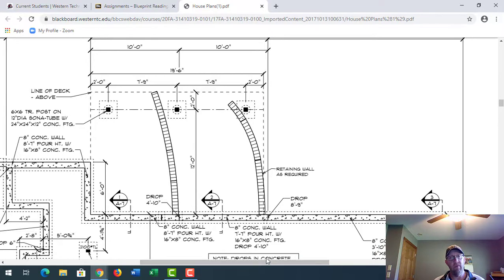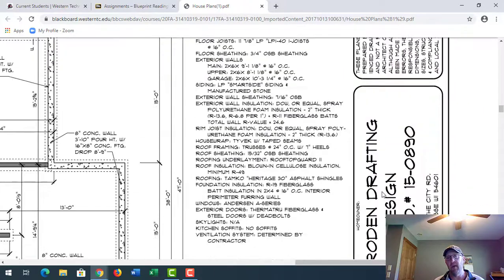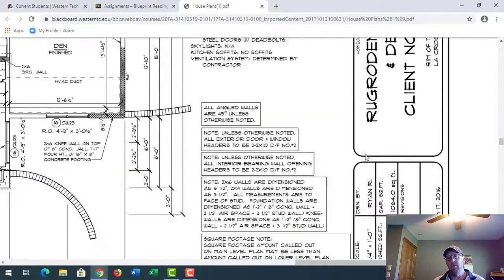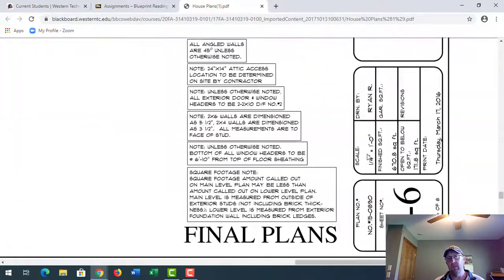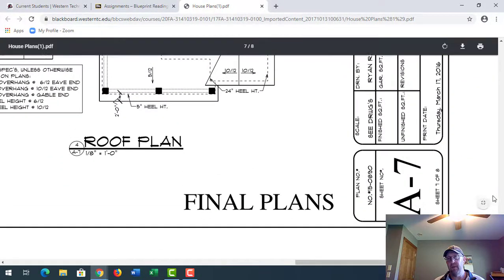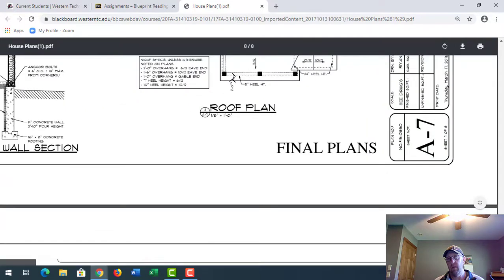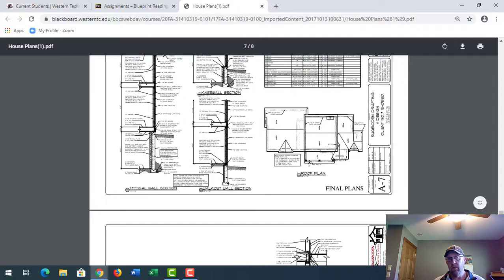So let's go there. What we need to do is go to sheet A7. I need to know what sheet I'm on right now. I'm on an A3. I'll scroll down here and we'll go to sheet A7. Right now I'm on sheet A7, and I'll zoom out here a little bit. So here's sheet A7.